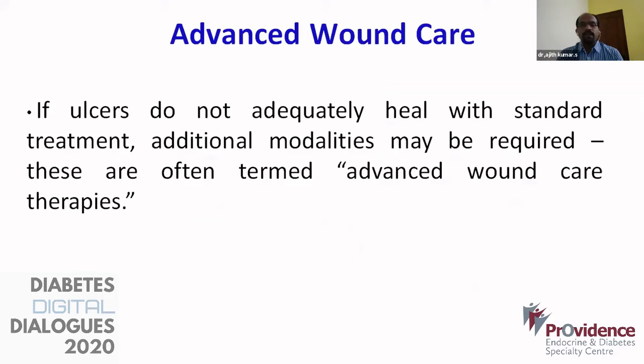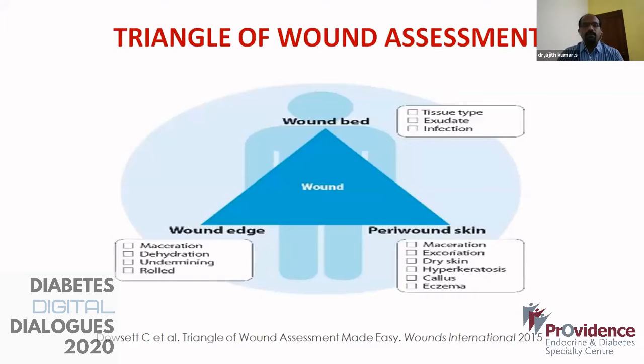The simple meaning of advanced wound care is this: if any ulcer does not adequately heal with the standard modalities available, we have to go for newer options, and that is included in the term advanced wound care. Before that, we have to do a triangle assessment of the wound, especially the wound bed, the edges of the wound, and the peri-wound skin.